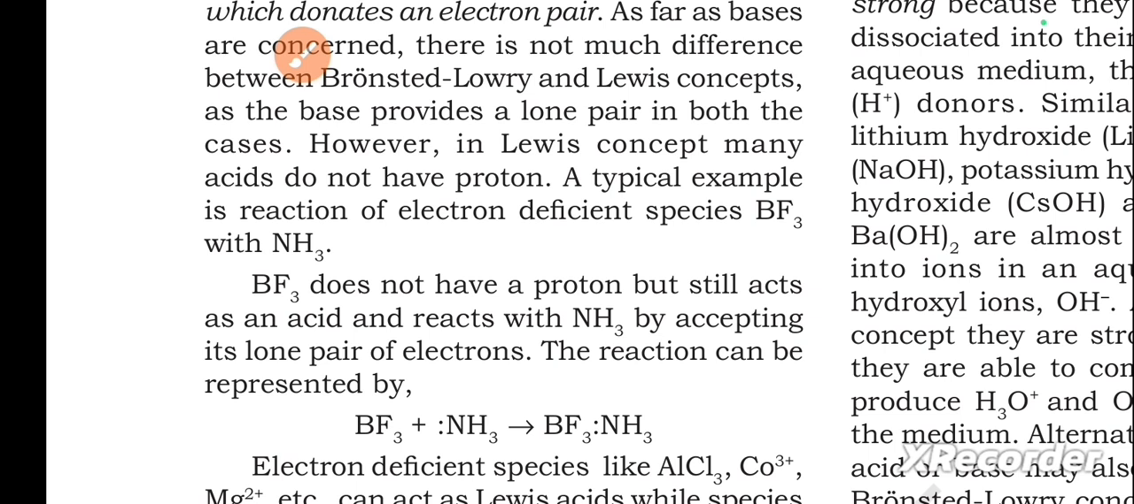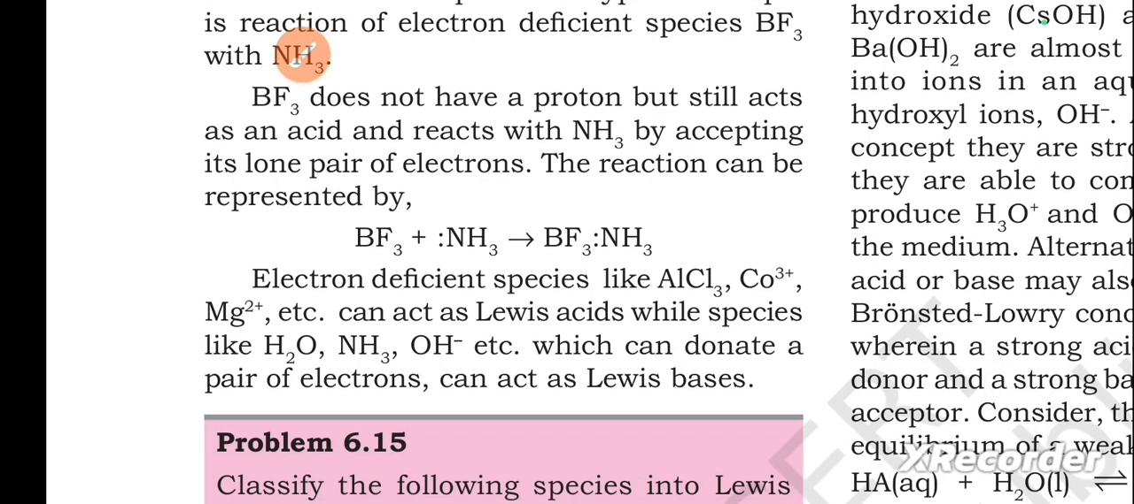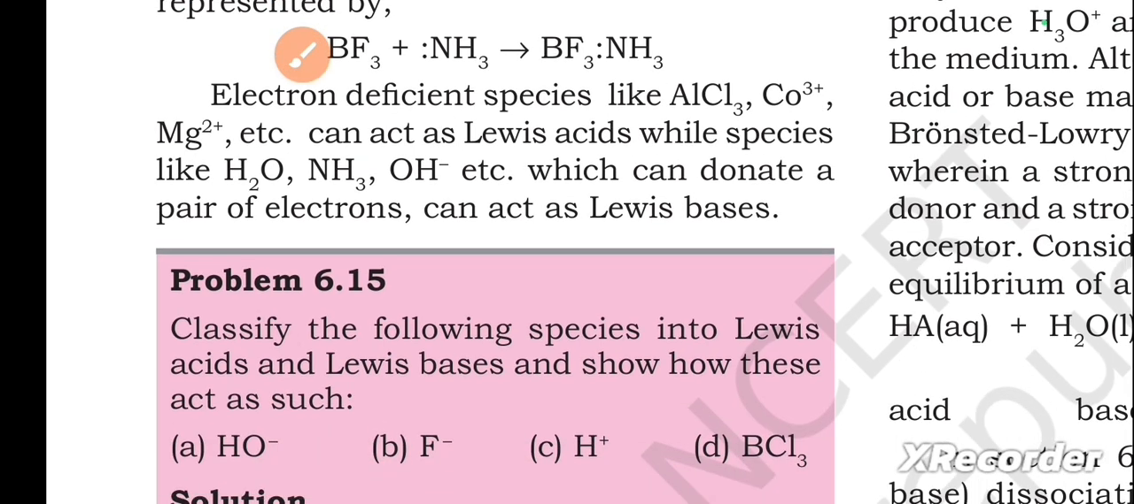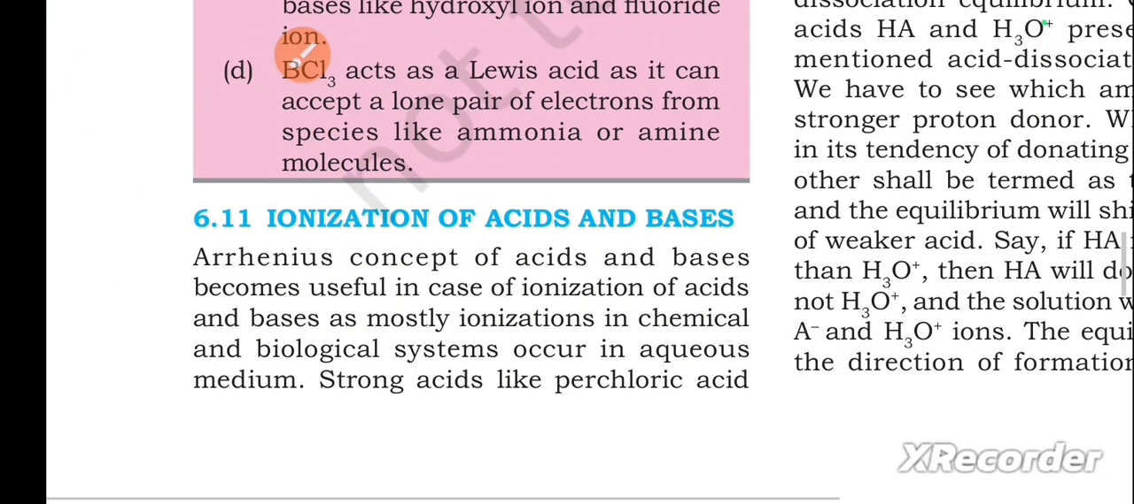A typical example is the reaction of the electron deficient species BF3 with NH3. BF3 does not have a proton but still acts as an acid and reacts with NH3 by accepting its lone pair of electrons. The reaction can be represented in this way. Electron deficient species like AlCl3, CO3 2+, Mg2+, etc. can act as Lewis acids, while species like H2O, NH3, OH-, etc., which can donate a pair of electrons, can act as Lewis bases.